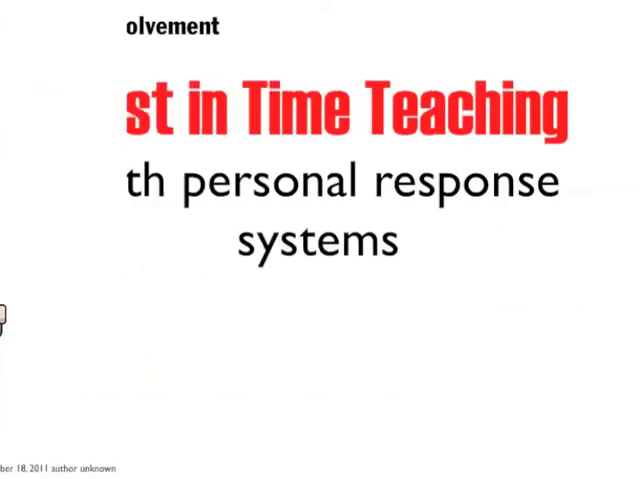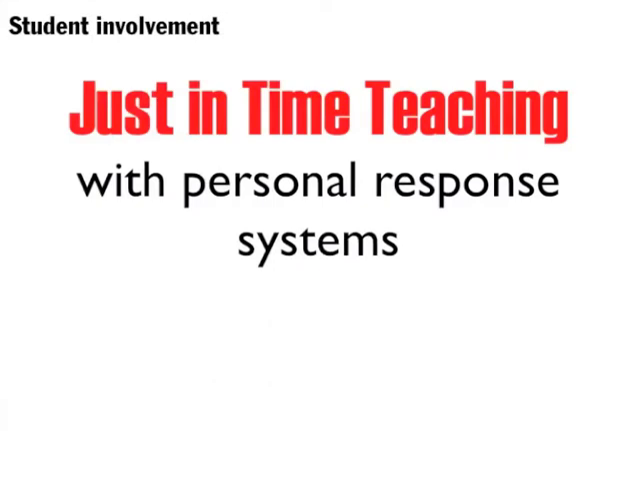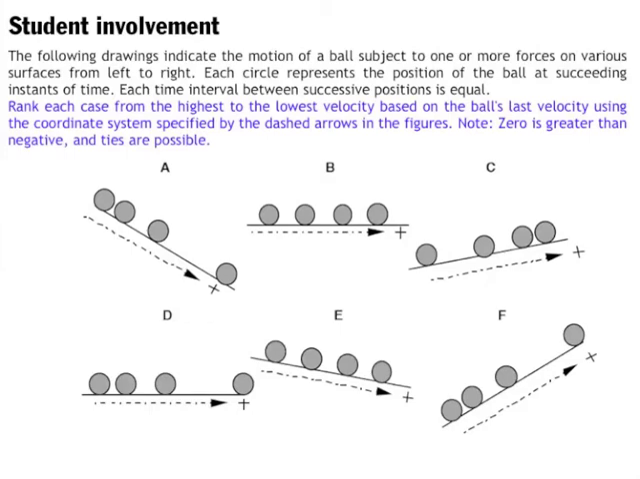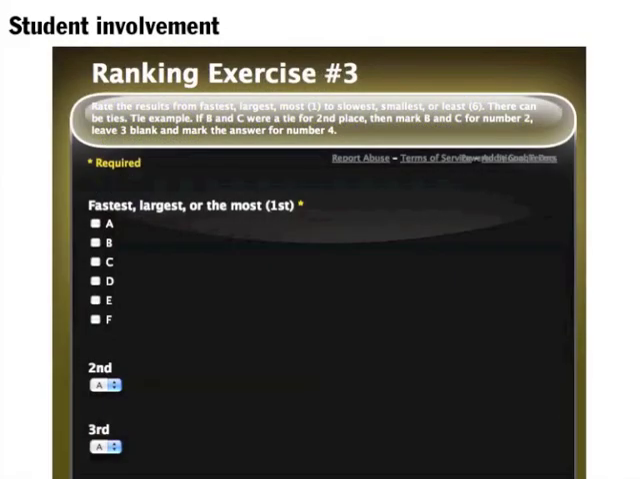To help ensure that, there's this technique called just-in-time teaching that some teachers will be using. And this is combined with a personal response system, or what's often called a clicker. The way it works is pretty simple. A question is asked of the class. So here's a question where they're trying to figure out which picture shows the ball is moving the fastest. The students would then go to a Google Doc and enter what they think is the fastest, second fastest, third fastest, and have this ranking system.